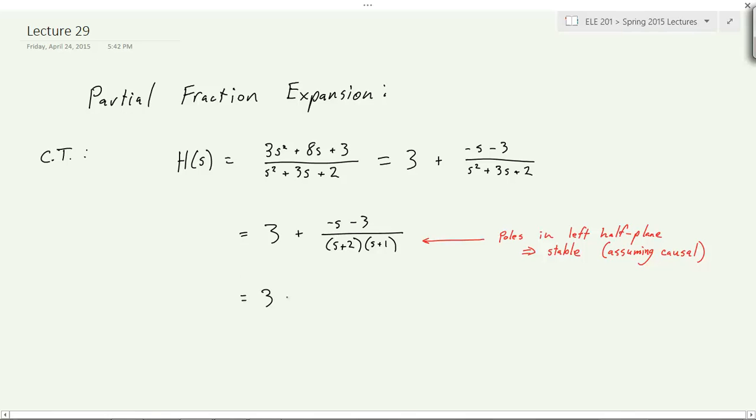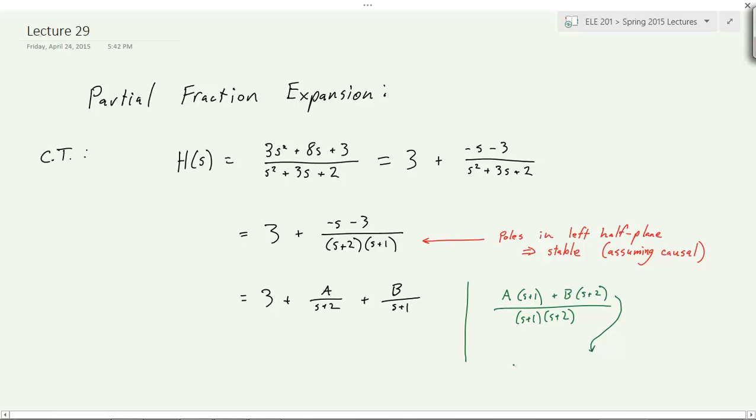We say, well, this equals 3 plus a constant over s plus 2 plus another constant over s plus 1. And we want to find what those constants are. Now to find those constants, it's just algebra. We could do it this way. We could write out some equations and say, well, if we multiply these out, we get A times (s plus 1) plus B times (s plus 2) over (s plus 1)(s plus 2). And then this numerator here has to equal minus s minus 3.